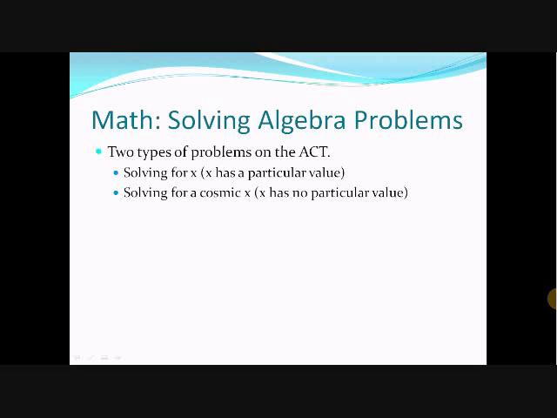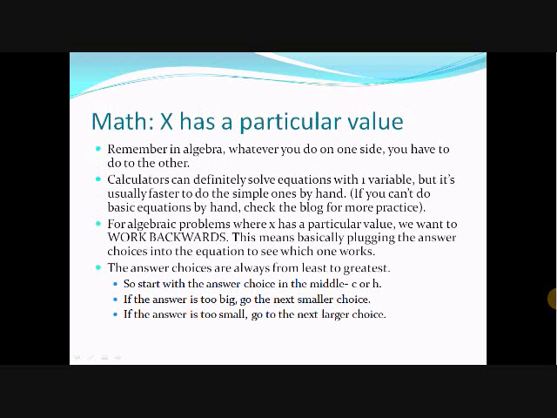There are two types of algebra problems on the ACT. The first is solving for x, where x has a particular value, and the second is solving for a cosmic x, where x has no particular value. When x has a particular value, you have to remember that in algebra, whatever you do on one side, you have to do to the other side.